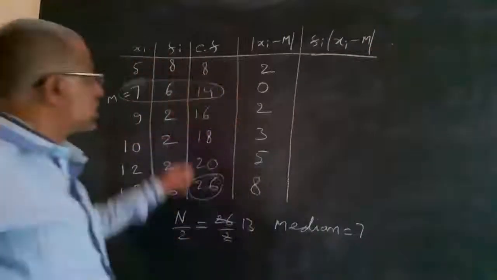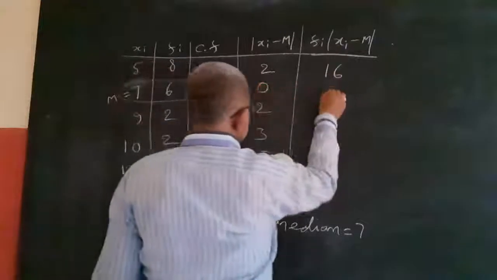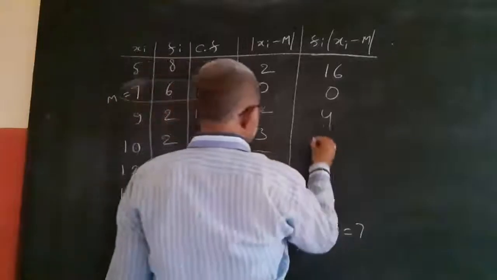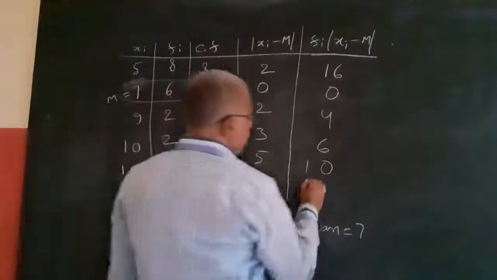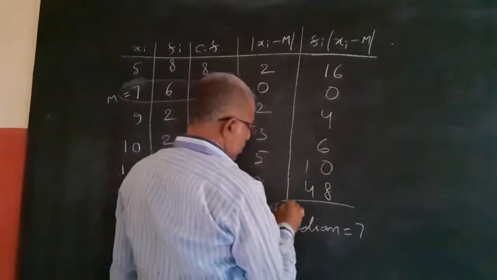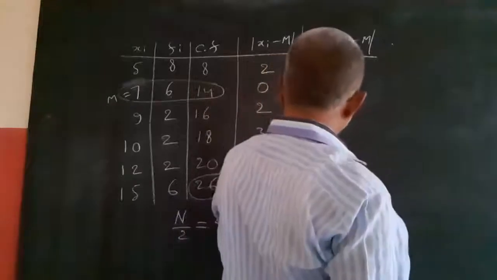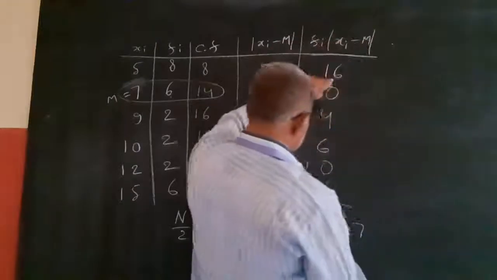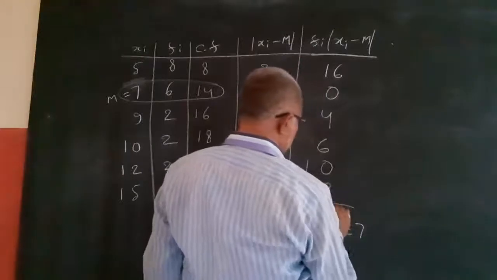Now Fi into this. 8 into 2, 16. 0 into 6, 0. 2 into 2, 4. 2 into 3, 6. 2 into 5, 10. 6 into 8, 48. Now sigma Fi into modulus of xi minus m, adding together: 16 plus 4 is 20, plus 6 is 26, plus 10 is 36, plus 48 is 84.